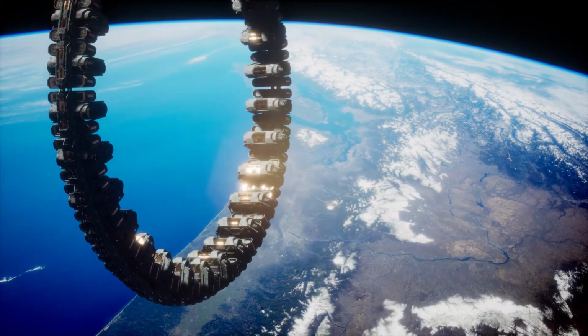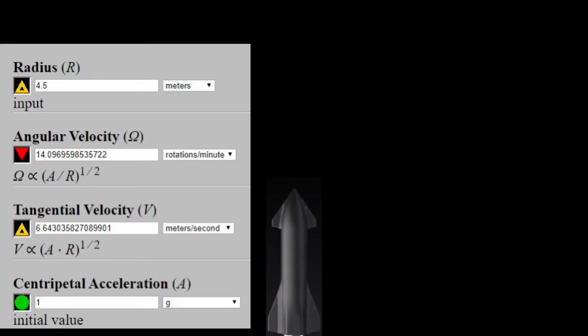To make a SpaceX Starship have normal Earth gravity of 1 g on the inside of its hull when spinning on its long axis, you would have to spin it at 14 RPM. This is pretty fast. The steel construction should not have a problem with it, but the passengers might.